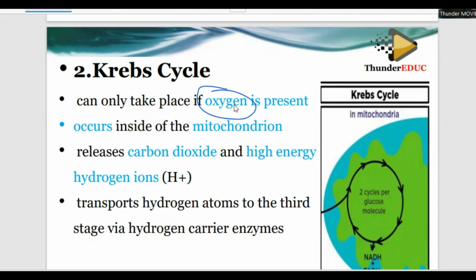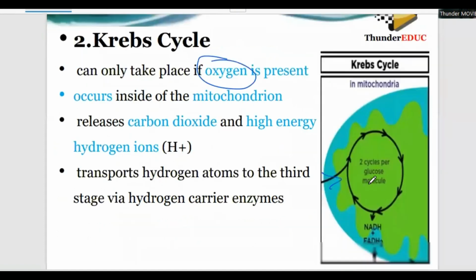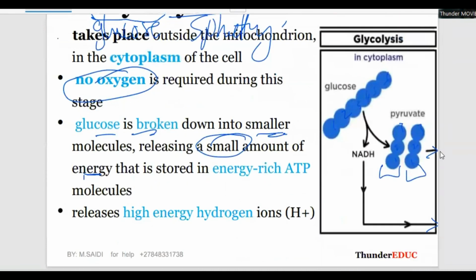phases, we produce a large amount of ATP. So over 30 ATPs are being produced, 36. So here we are saying that it occurs inside the mitochondrion and releases carbon dioxide. It means that now the pyruvate enters here. Don't forget, here is the pyruvate which comes in.